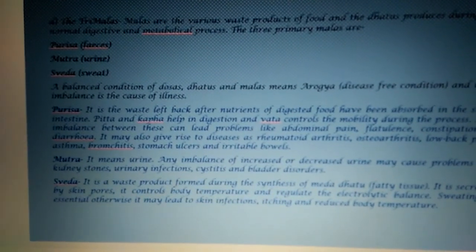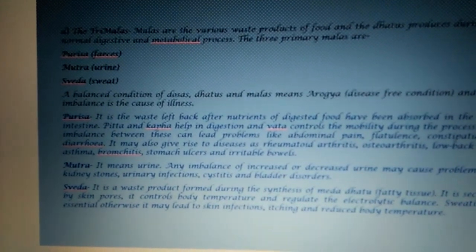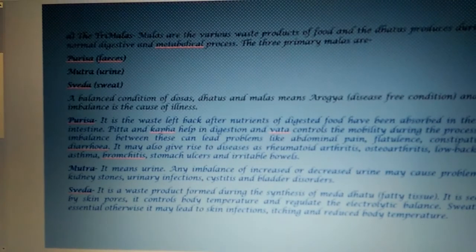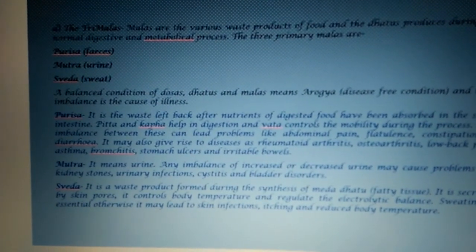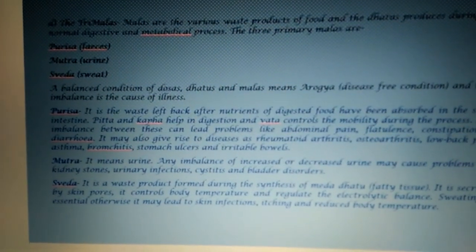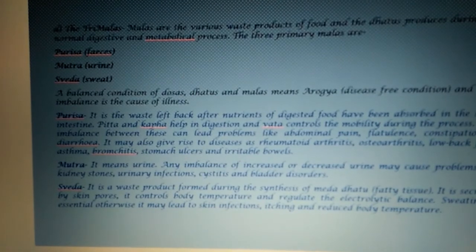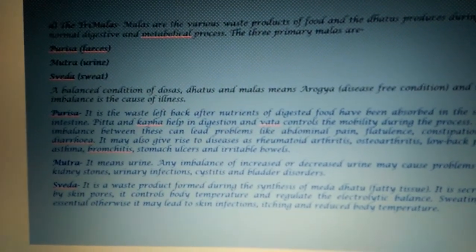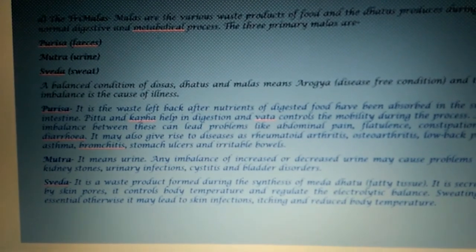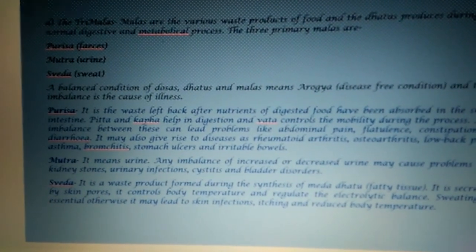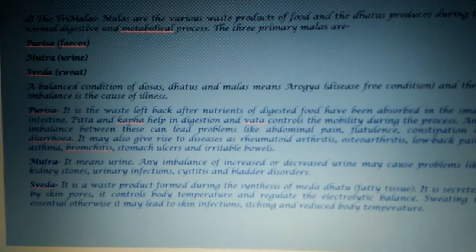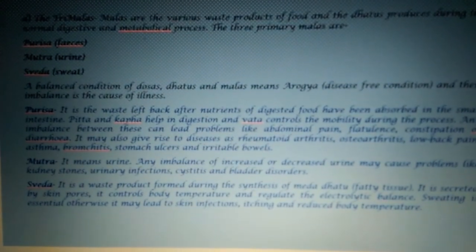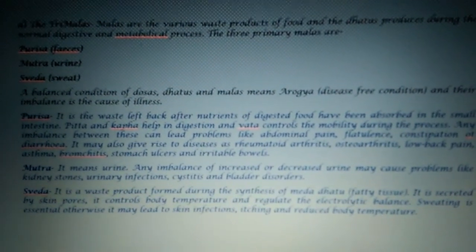A balanced condition of dhatus, doshas and malas means arogya, that means a disease-free condition. If there is a balanced condition among the doshas, dhatus and malas, then we can say that we are arogya, that is free from disease. And their imbalance can cause illness.